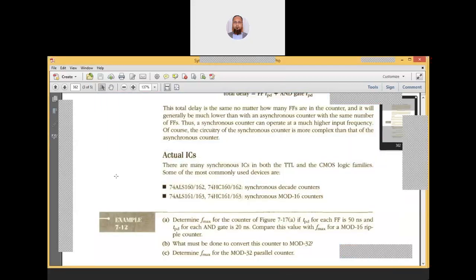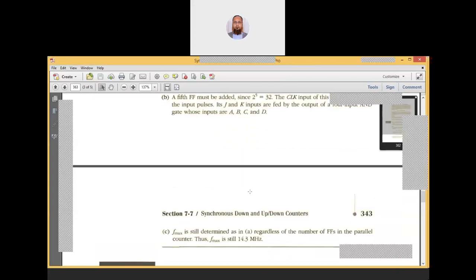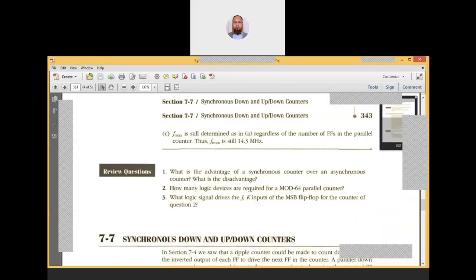So these are the calculations, and you will have the answers as well with you. Okay, so there are some questions for you. These are review questions. Now by this time you should know all these three. What is the advantage of a synchronous counter over an asynchronous counter? What is the disadvantage? I think you know both of these. How many logic devices are required for a mod 64 parallel counter? Okay, logic devices mean how many AND gates are required for a mod 64 parallel counter.